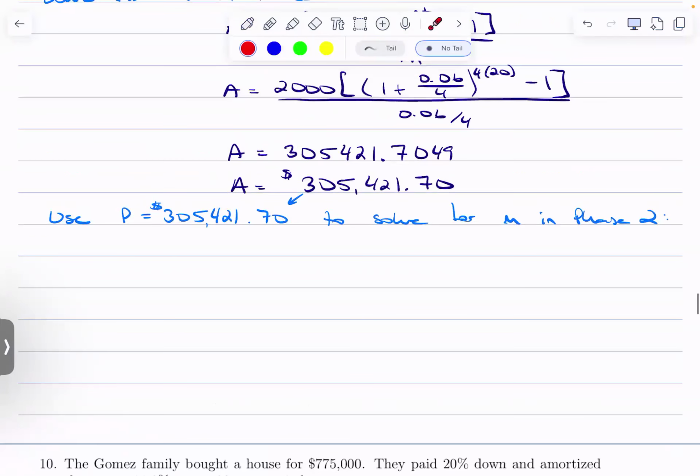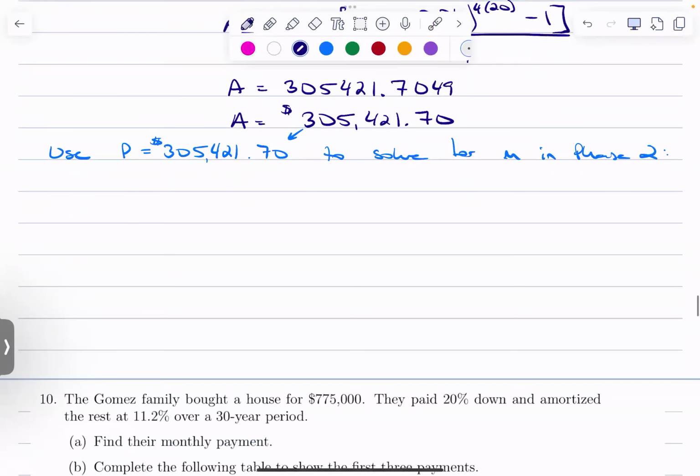I do want to check in though. Is this the A that people found? Phew. Because I don't want to go to the next step with the wrong number. That is great news. And also good job. Yeah, good job to you. Good job to me.